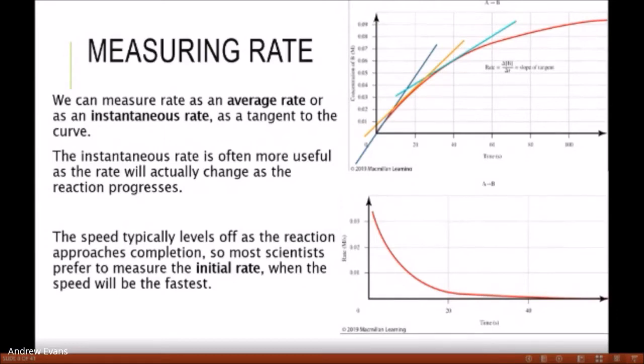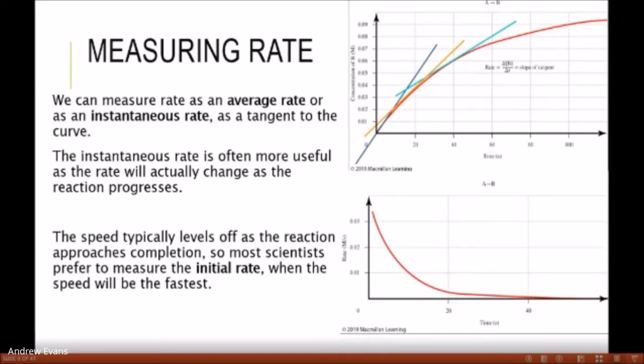You could measure the average rate, but that doesn't do a very good job, because depending on how long you measure it, you're not going to get a good slope. The idea is, if I measure it initially, it's really fast, and you see the slope of the line starts to decrease as the reaction goes. If I measured the rate right here, by the end, the reaction is almost nothing, because we have almost no reactants left.